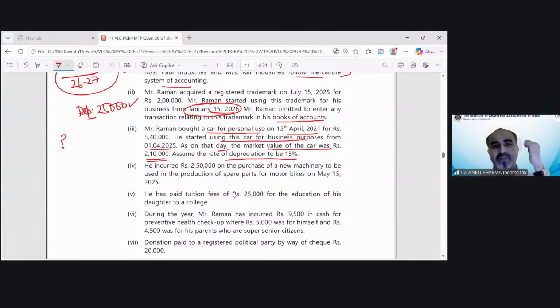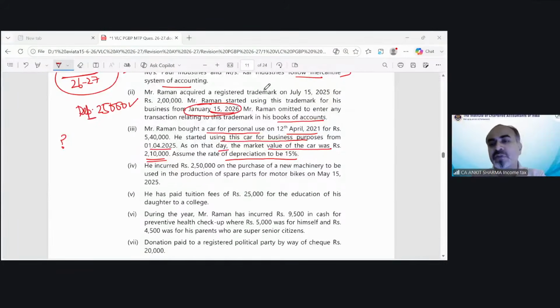When the asset has been purchased for personal purpose and thereafter it has been used for your business, whether the purchase price needs to be taken as cost for the purpose of depreciation, or the market value needs to be taken as cost, or whichever is higher or lower. So please tell me the correct cost we should take for the purpose of depreciation.